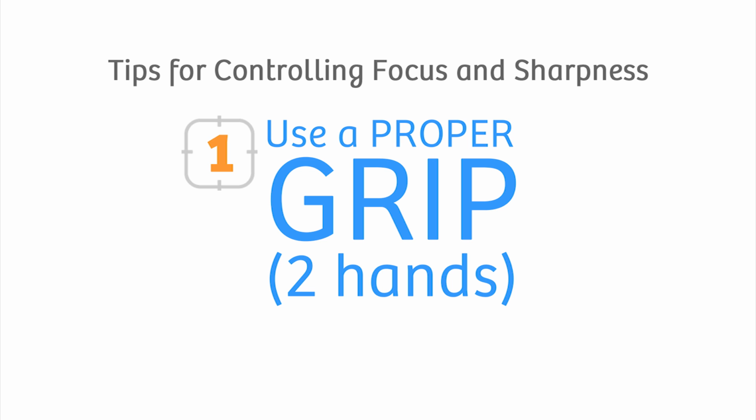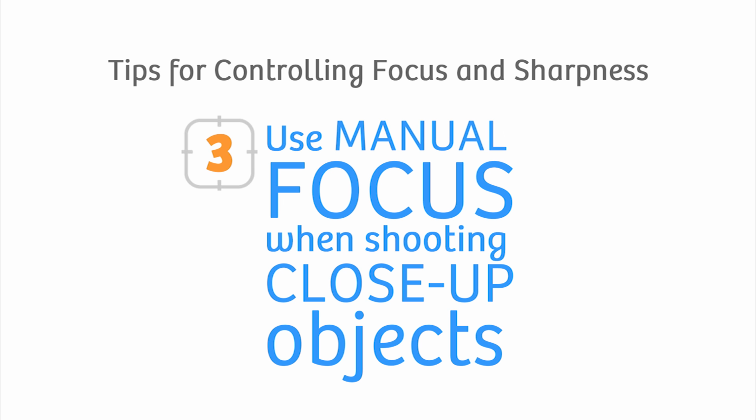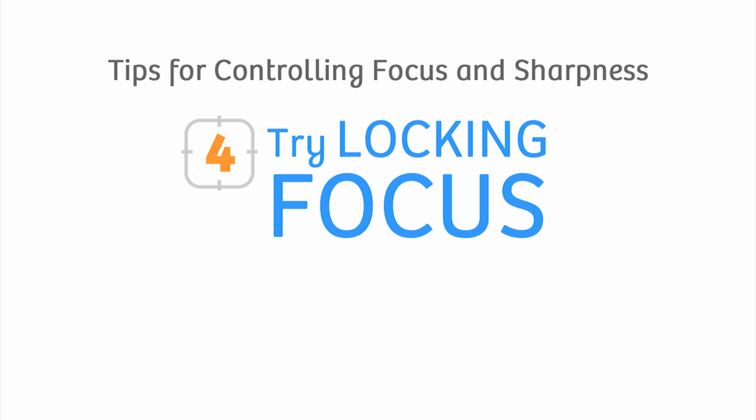Tips for controlling focus and sharpness. Number 1, use a firm grip, 2 hands instead of 1. Number 2, shoot in the brightest and best light possible. Number 3, use wheel focus or fine manual controlled focus when you're shooting close-up objects and subjects. Number 4, sometimes locking the focus on what you're shooting is the recipe for success.